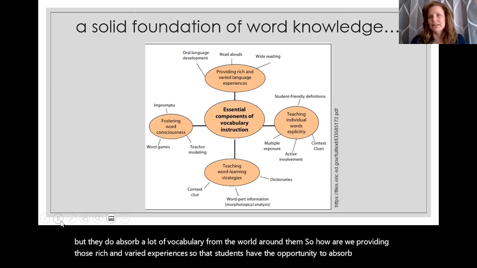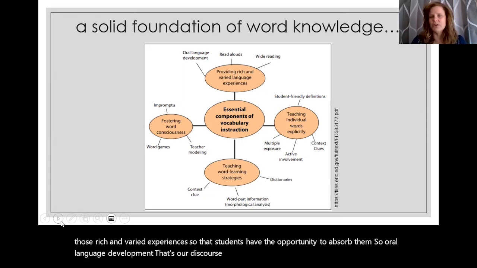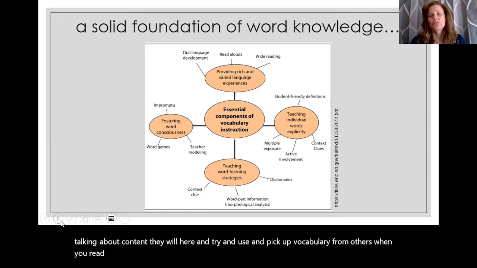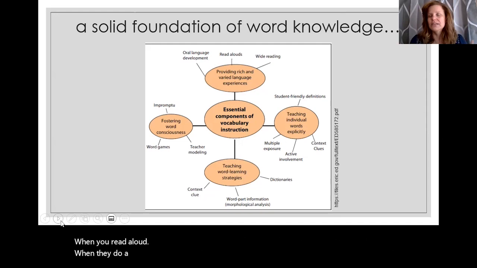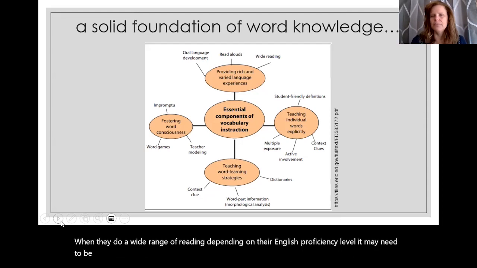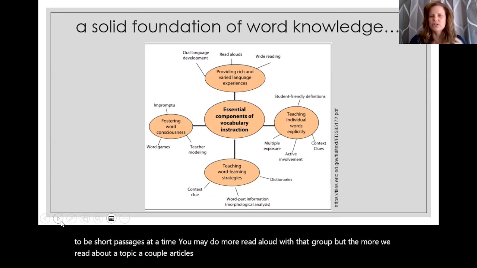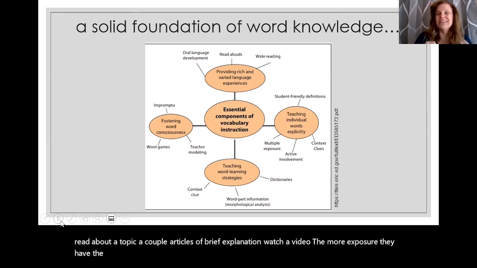So oral language development, that's our discourse. The more time they spend talking to each other and talking about content, they will hear and try and use and pick up vocabulary from others. When you read aloud, when they do a wide range of reading, depending on their English proficiency level, it may need to be short passages at a time. You may do more read aloud with that group, but the more we read about a topic, a couple articles, a brief explanation, watch a video, the more exposure they have, the more vocabulary is absorbed. It's that repetition again. Exposure and repetition.